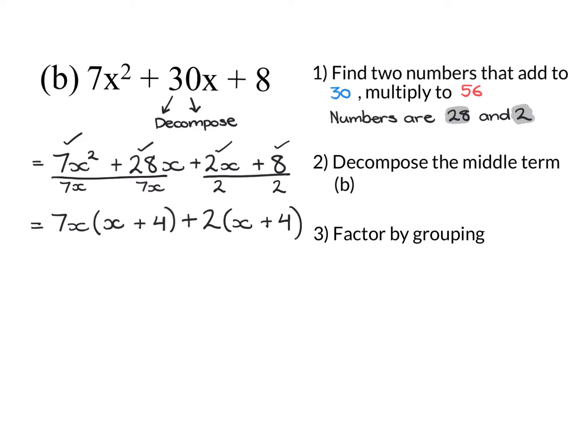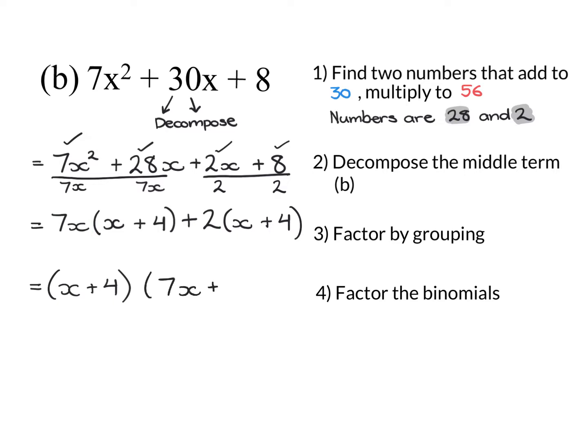Close the bracket. And now we are going to factor the binomials. So both of these terms actually have a common factor of x plus 4. So let's factor that out. So in a bracket, we're going to write x plus 4. Now the leftovers, the 7x and the 2, we're going to put in a separate bracket. So 7x plus 2, close the bracket, and here is our final answer.